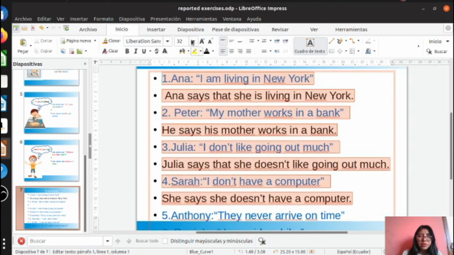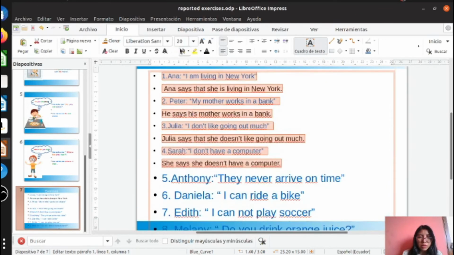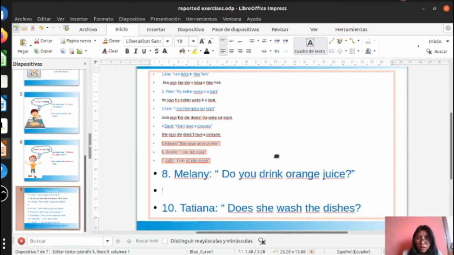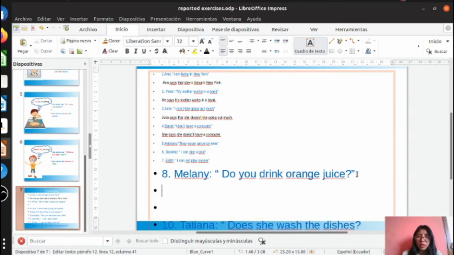We are going to do the questions, so pay attention here. Pay attention, okay? The exercise number 8. Melanie, do you drink orange juice? How do you report that? ¿Cómo reportamos esto? Recuerde, we are going to use the introductory part.